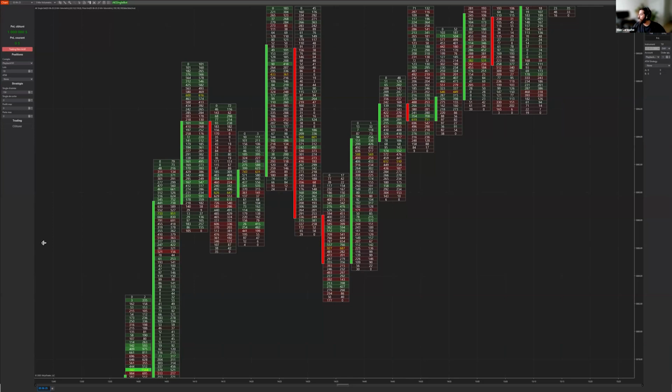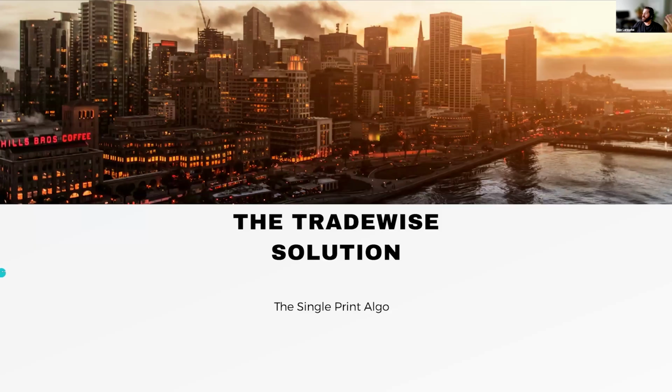So we built... okay, so yeah, the TradeWise solution, single print algo. We built an algo that does exactly what we've been talking about. It detects a single print as it's forming, and if the conditions are right, it instantly fires a market order. No hesitation, no waiting around for confirmation. If the market leaves without it, it lets it go. Simple as that. We are not chasing.